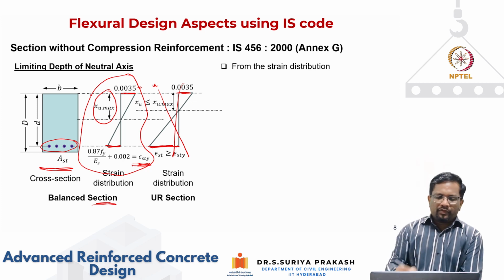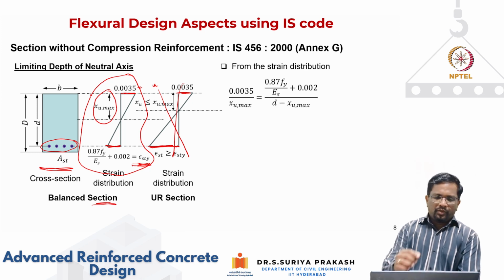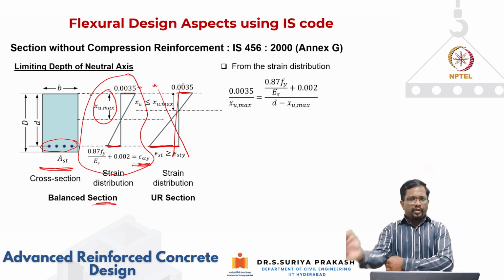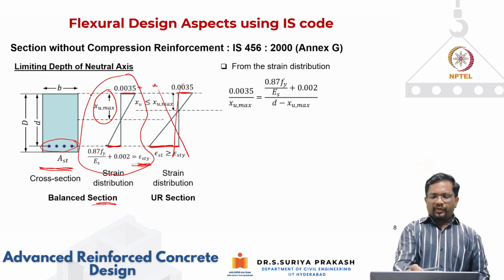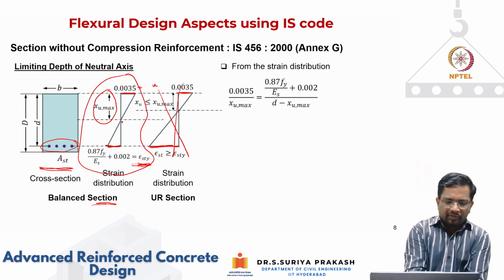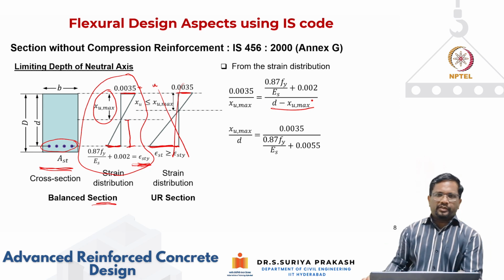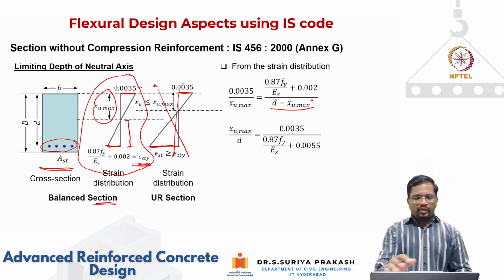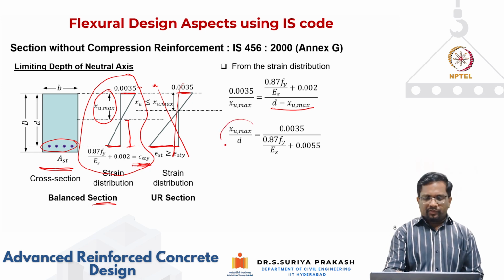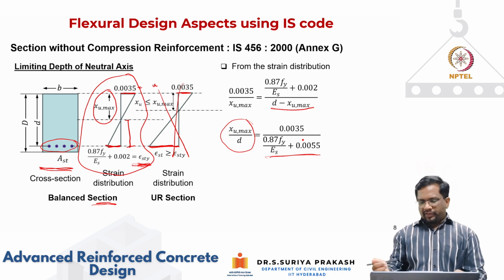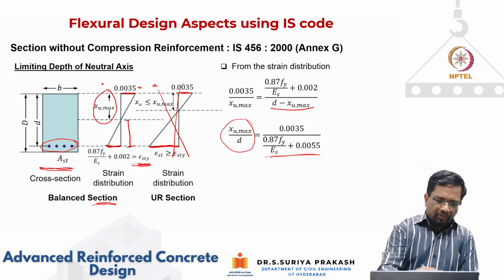So from strain distribution, from similar triangles, 0.0035 by Xu max should be equal to this value divided by this distance. Again, we know this distance is going to be d minus Xu max. So if you readjust these things, we can find an expression for your Xu max by d as this. Or in other words, in a simpler way, we can also do it like this.